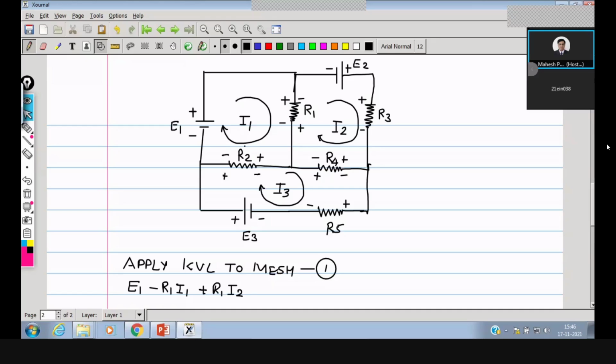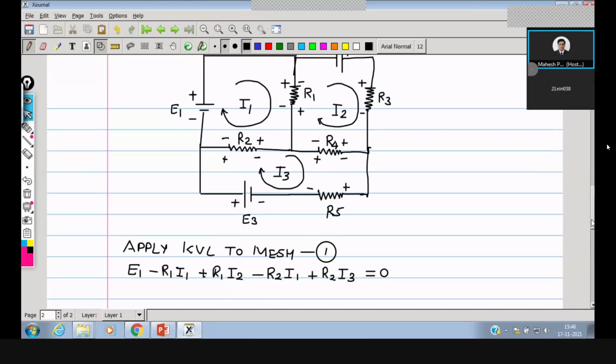And similarly, we'll go for R2. So in R2, the assumed direction is clockwise, fine. And the potential drop is from plus to minus. So we will write minus R2 (I1 minus I2). And one more drop is here due to I3 current. So it will be again in the reverse direction, so it will be plus R2 I3. Are you with me, all of you? Yes, sir.